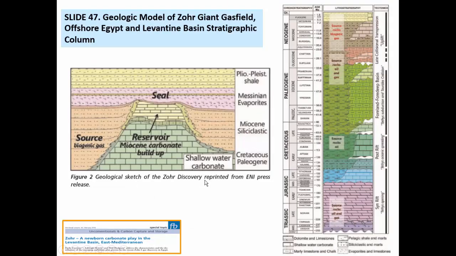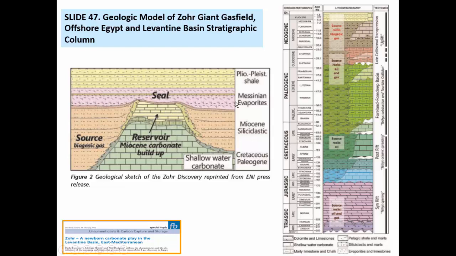Now we're going to the giant Zohr gas field. This is the game changer for the Mediterranean. People are still trying to figure out the next best place to find another Zohr field. Again, it's 21 to 27 TCF of gas, about 31 TCF of gas in place. It's all methane. Source rock, biogenic gas, reservoir Miocene carbonate buildups. You get a seal up here, more here in your Messinian evaporites.